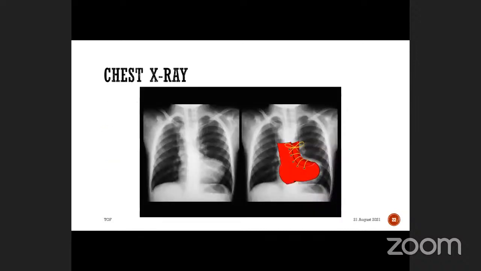The typical chest X-ray finding is a boot-shaped heart. Basically, an elongated RVOT takes the hump that we would normally see for the pulmonary artery. And because of the RVH and RV dilatation, the heart becomes pushed to the left side.